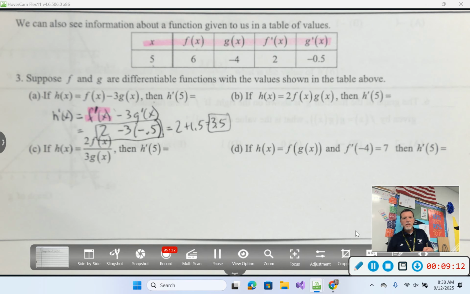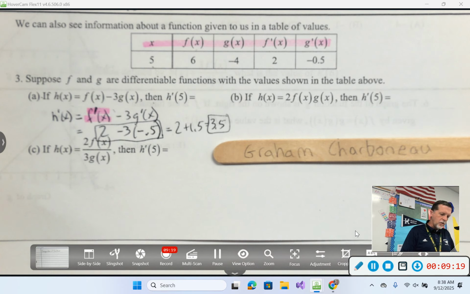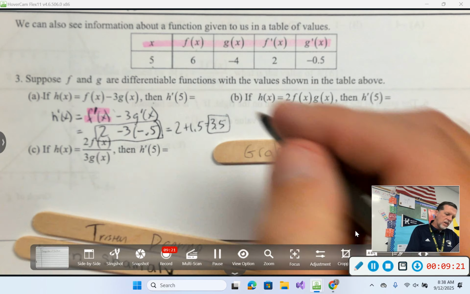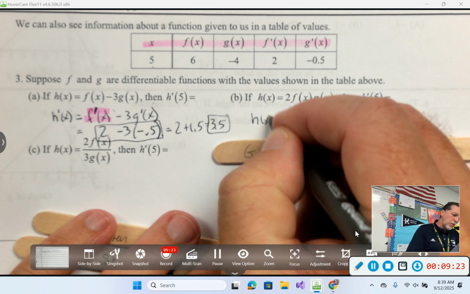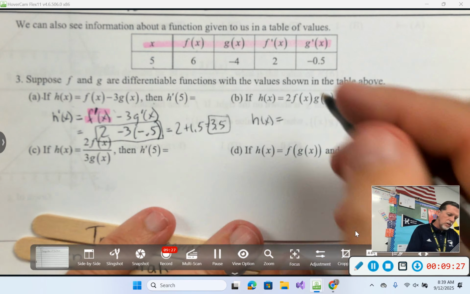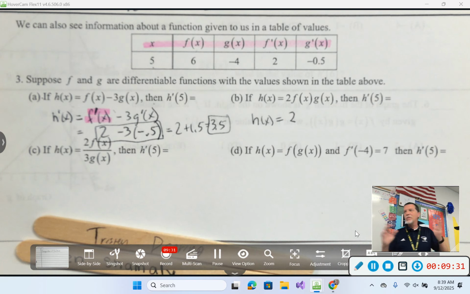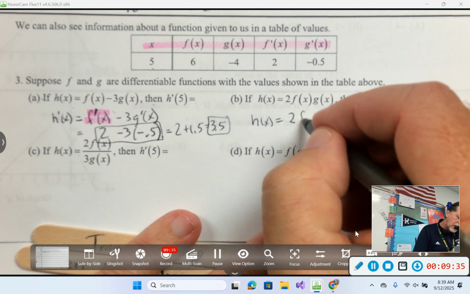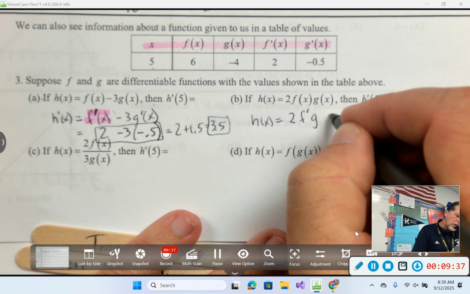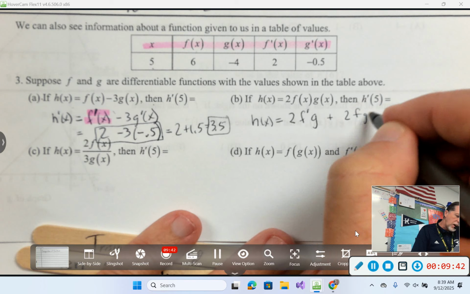Alright, part B. If h of x is 2 times f times g, then Graham, what's the rule I'll need for part B? I need the product rule. So let's do the product rule first, and then we'll go to the table. So 2, and again, product rule, it's hard to mess up. As long as you get one derivative and one not derivative, you'll be okay. So f prime g plus 2 f g prime.